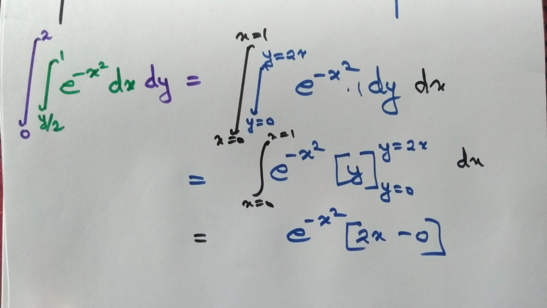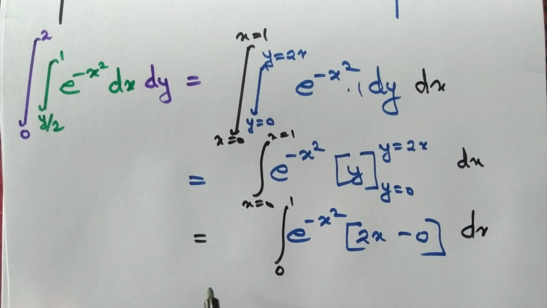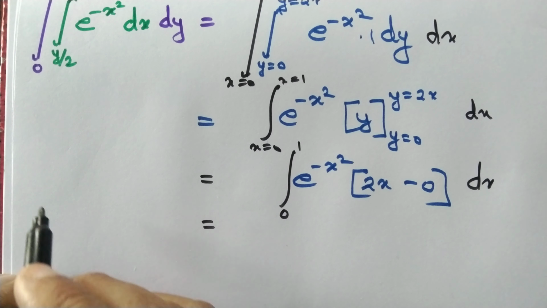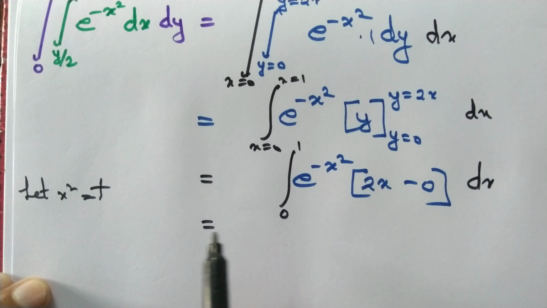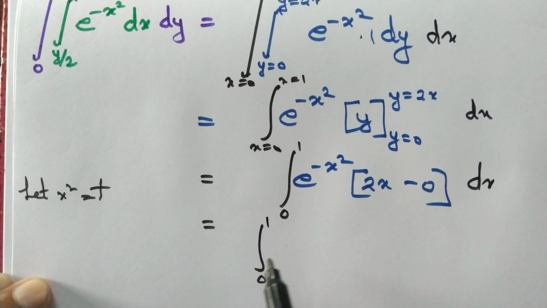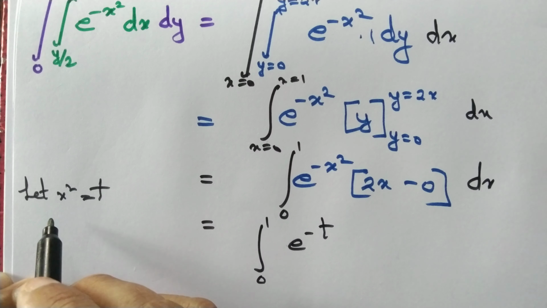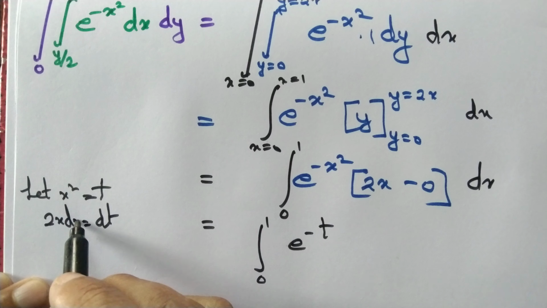So we have evaluated the inner integral. Now it's time to evaluate the outer integral. See that x is changing from 0 to 1. Now it's a simpler integral. We simply let x square equal to t. Then as x changes from 0 to 1, t also changes from 0 to 1, and then we get e to the power minus t. If we differentiate both sides, we get 2x dx equal to dt.